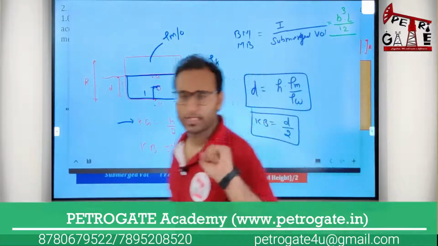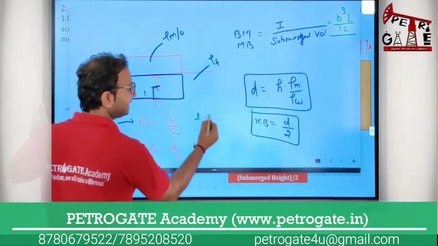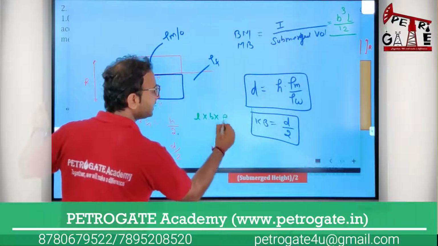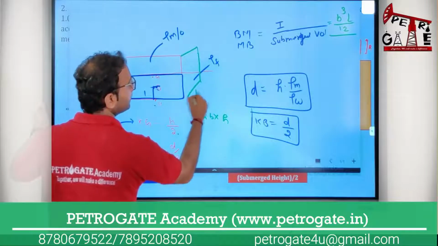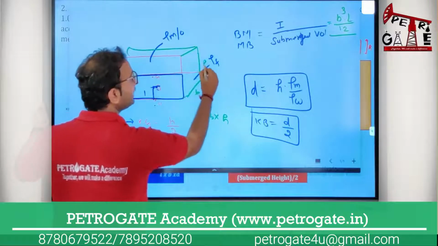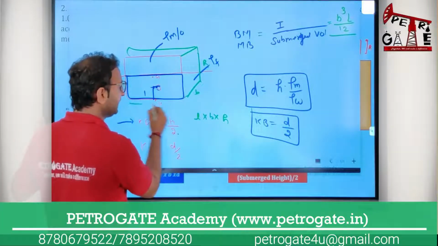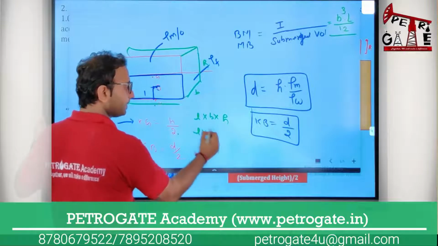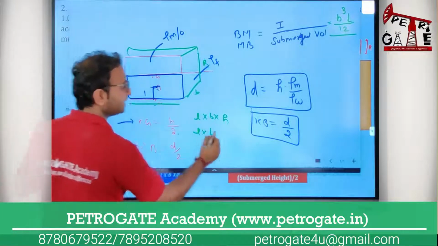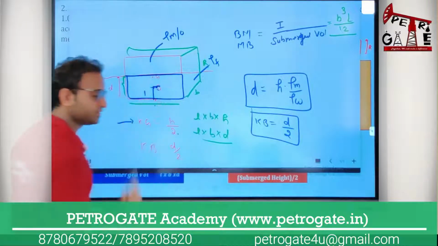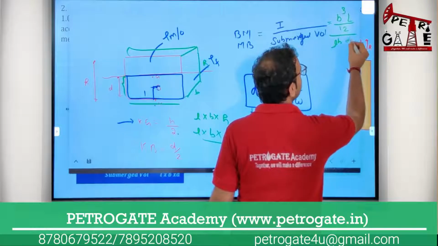Submerged volume, sir, I am not getting it. The complete volume means what? Length, breadth and height. But what is the submerged volume? Submerged volume means length, breadth and height, where the height will be only your submerged height, that is D, not H. Getting it? So I am writing here L, B and D.